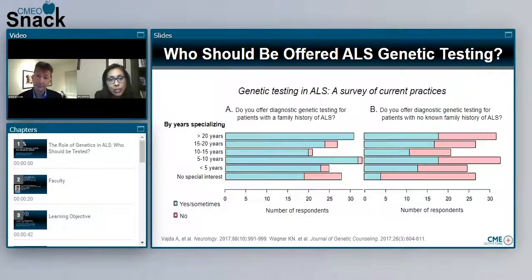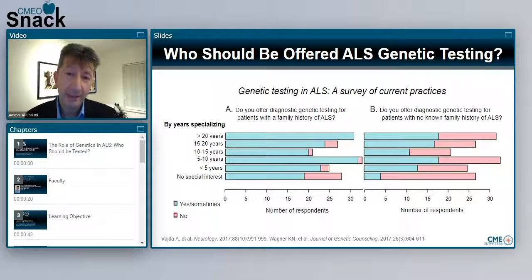Dr. Al-Chalabi, do you feel that every ALS patient should be tested or screened for a genetic mutation? I think every person with ALS should be offered genetic testing. But of course, if they don't want to be tested, then they shouldn't. But doing that does pose many problems.